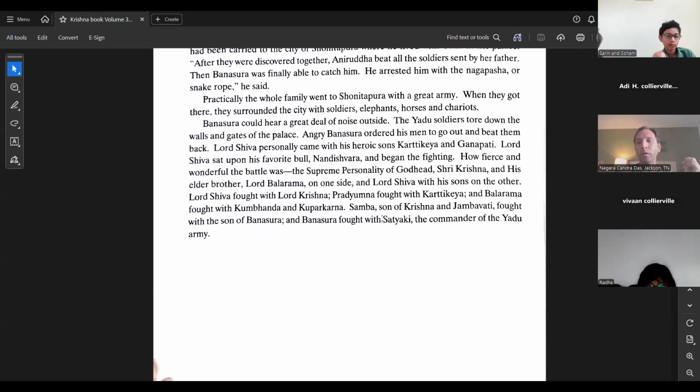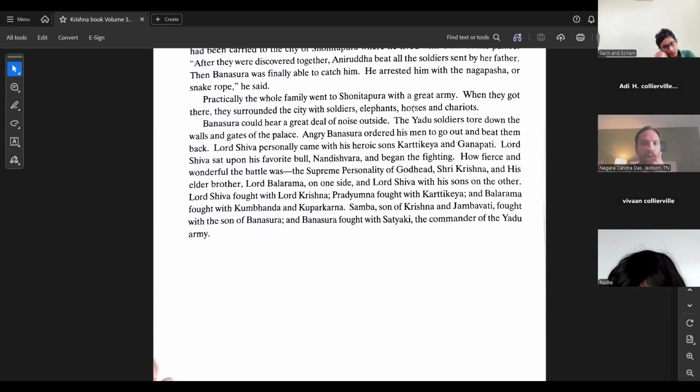So Banasura fought with Satyaki. Fought with means here it means against. So Banasura is fighting, and on the other hand, the Yadu's commander, Satyaki, is fighting.